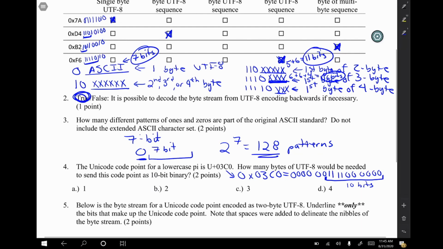What about 4 byte? Well, in 4 byte, we're going to have 3 bytes that start with 1, 0. So that'll be 3 bytes that are going to give us 6 bits apiece.